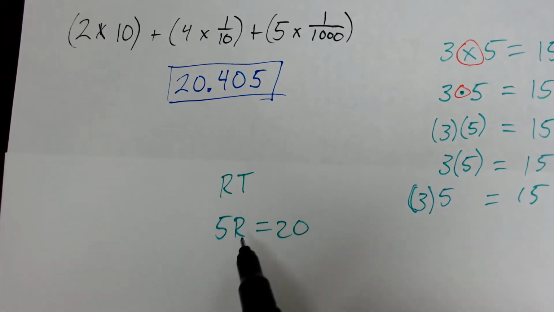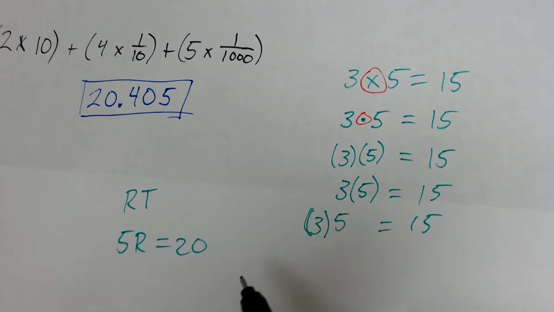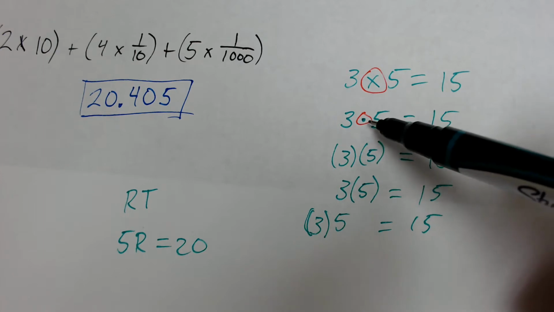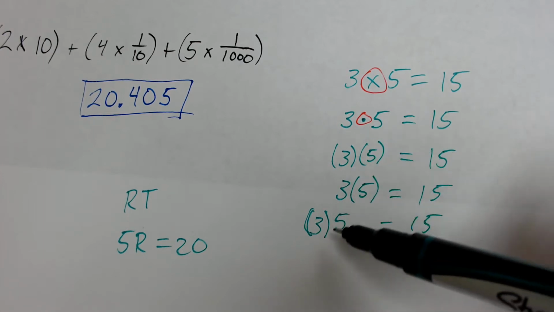So if you have letters involved, if a letter is touching a number or a letter is touching another letter, that means multiplication. If it's numbers, we have the x, we have the dot, and then we also have the use of parentheses.